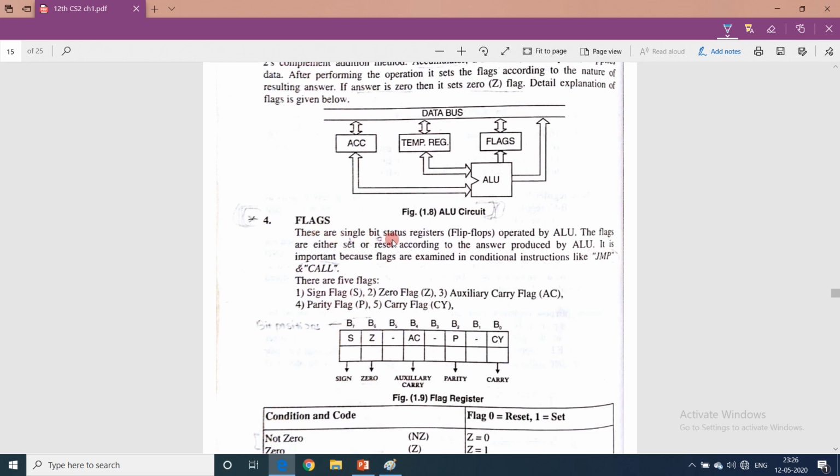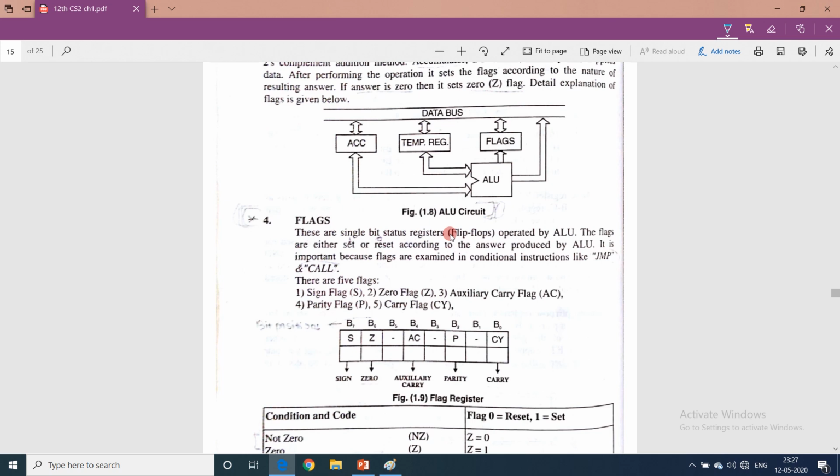These are single-bit status registers. Single bit means, when I am talking about the Z flag, it can be either 0 or 1. So it is 1 bit, either 0 or 1. These single-bit status registers can also be called flip-flops.